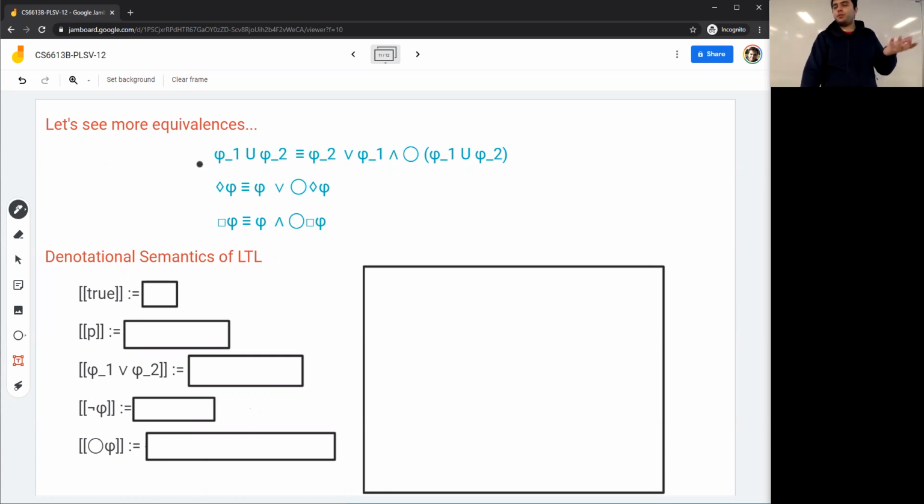And actually, you can prove it using the formal semantics, but let's not do that. Let's agree that this works. Okay. What about this one? So eventually phi, is it equivalent to phi or in the next step eventually phi?